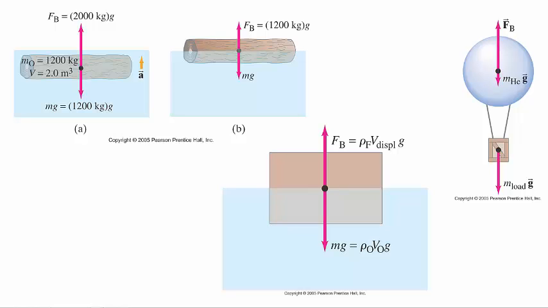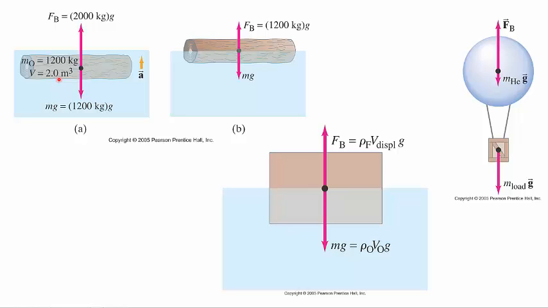So, for floating objects, the fraction that is submerged, just the fraction that's below the water line, is given by the ratio of the object's density to that of the fluid.